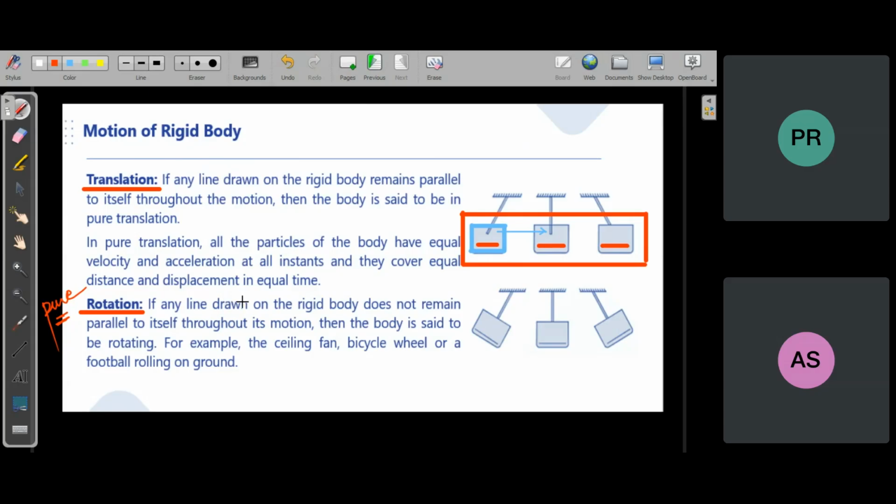Now, in rotational motion, different particles of the body can have different velocities at the same time, and different particles can also cover different displacements and different distances in the same time. But that is not true in translational motion.